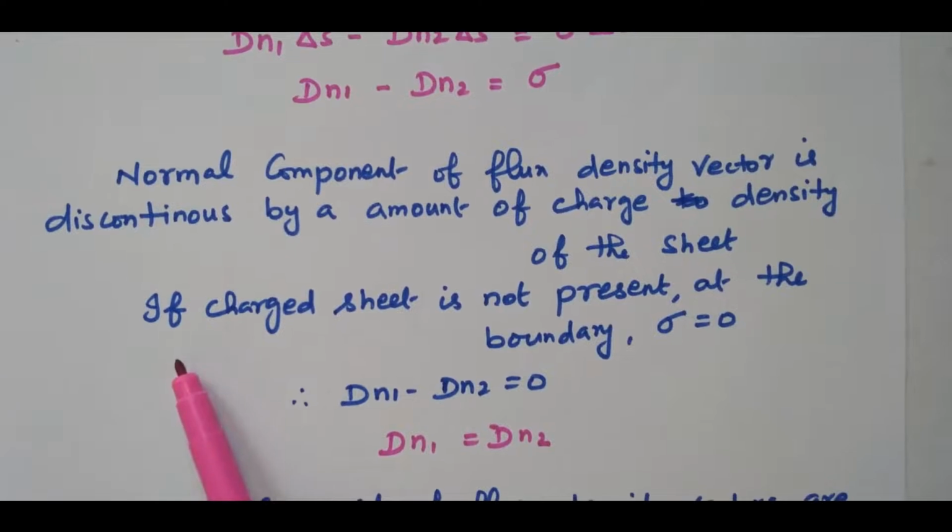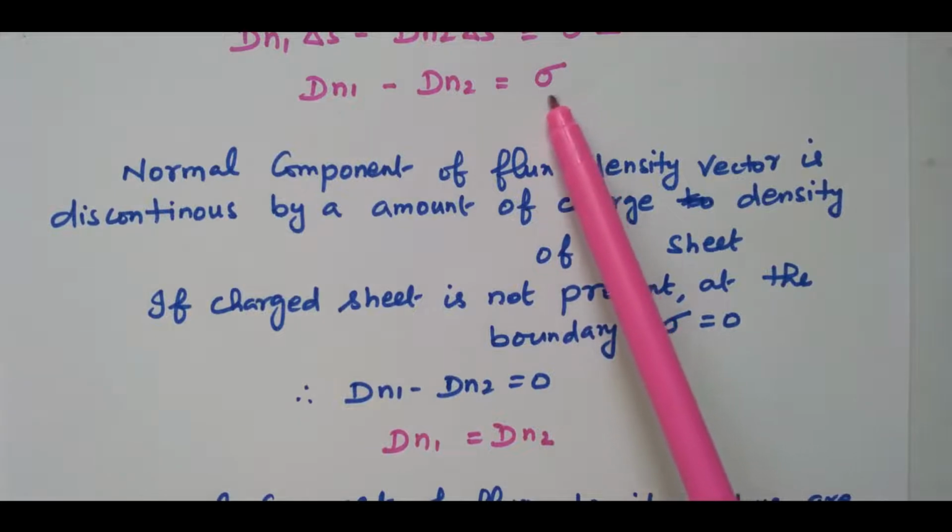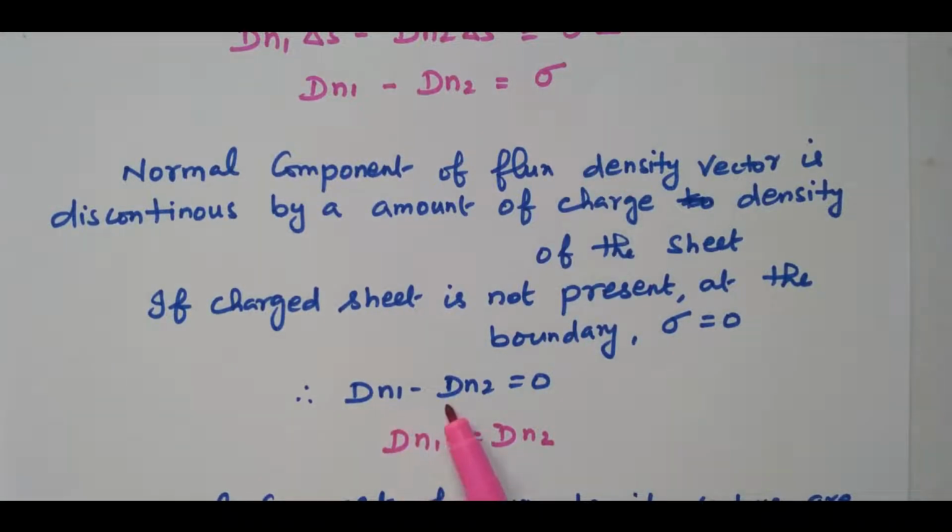Suppose the charged sheet is not present at the boundary. We assumed that the charged sheet is available. Now, if the charged sheet is not available, what will happen? Sigma equal to 0, so this value is 0. So dN1 minus dN2 equal to 0. Bring the term to the right hand side so that dN1 equal to dN2. Now both are equal. Flux density vectors are equal when the charge is not available.